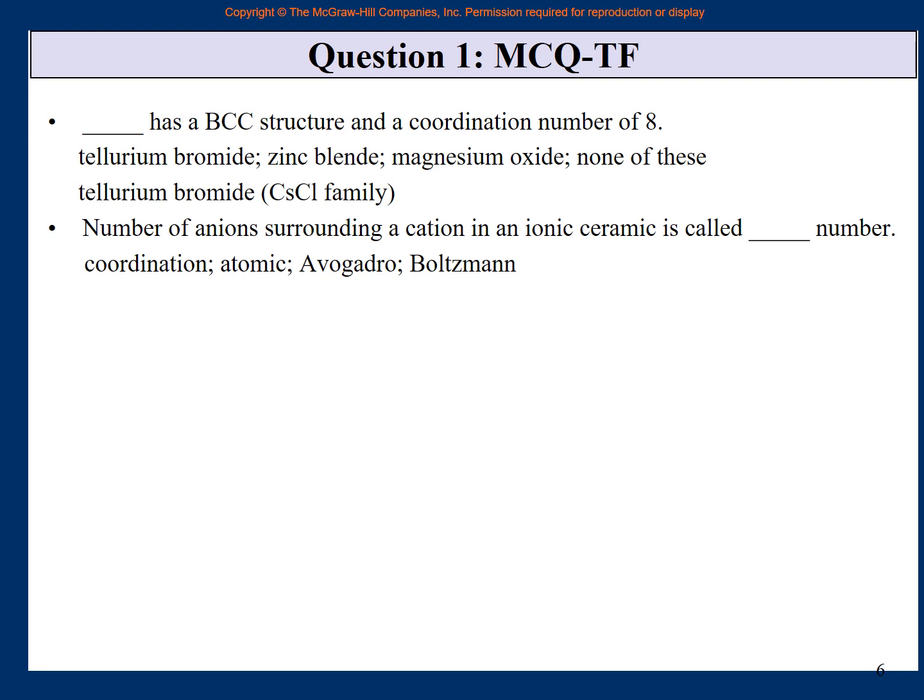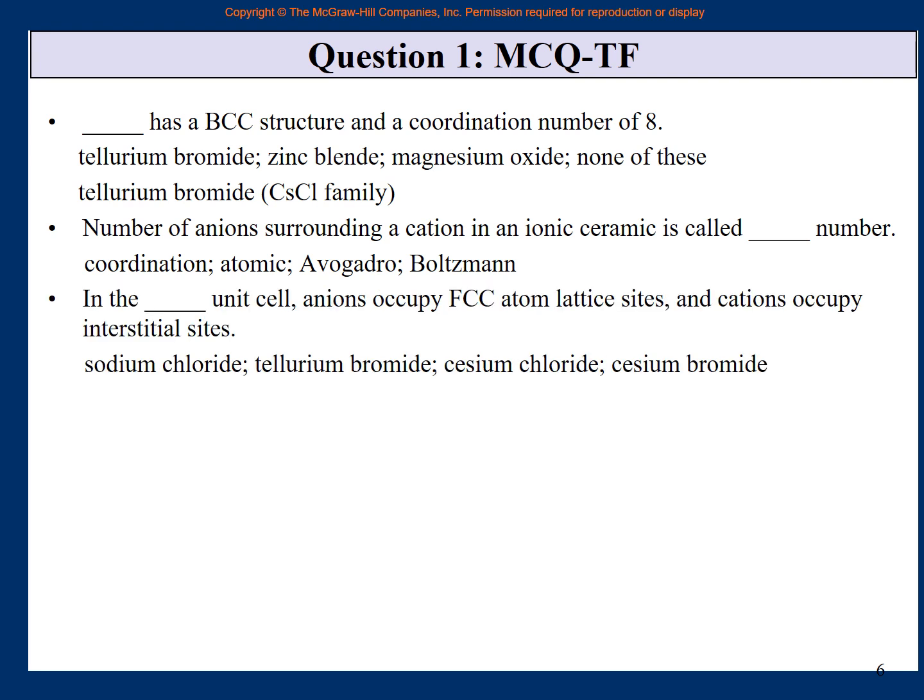Second question, number of anions surrounding a cation in an ionic ceramic is called what? This is a very, very simple thing. Of course, it is called the coordination number, not the atomic number, not the Avogadro number, not the Boltzmann number. If somebody has finished the chapter on ceramics and he does not know what is a coordination number, then it is really bad, right? So hopefully everybody would have gotten this right.